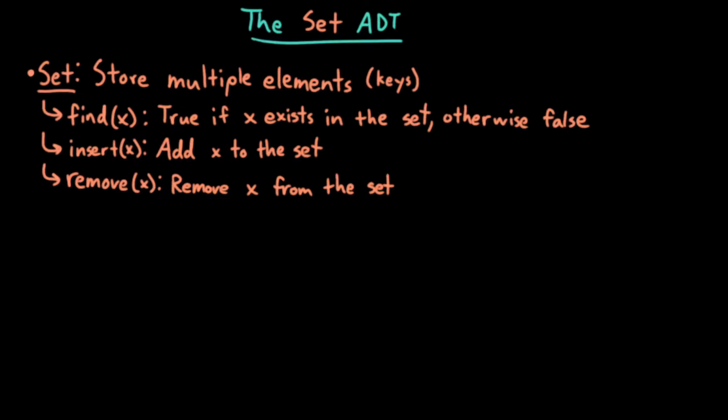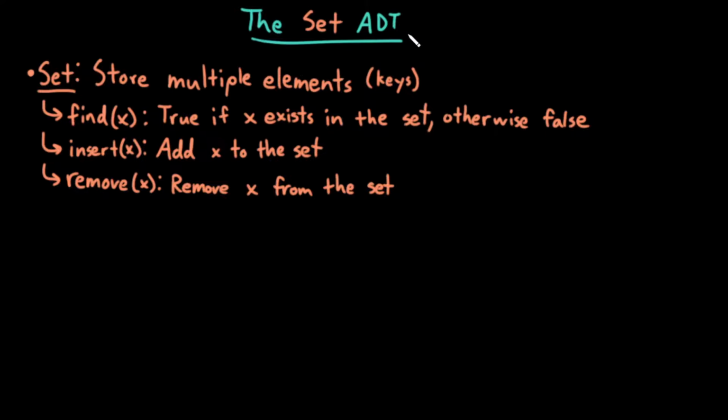We've talked about some different data structures that we can use to store a set of elements, but let's actually formalize this general notion of a set, a collection of items. So specifically, let's define the set abstract data type, which we will define as some abstract data type that just stores multiple elements, also known as keys.